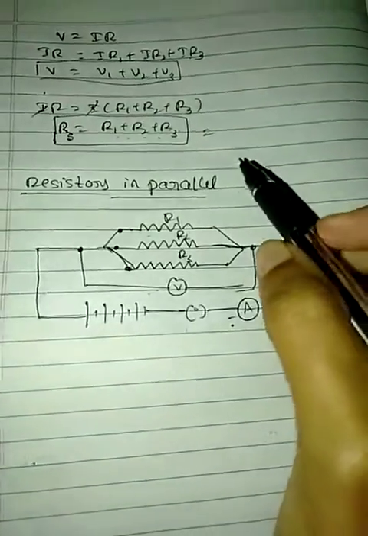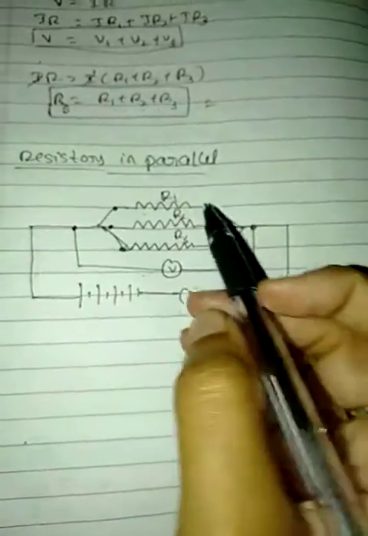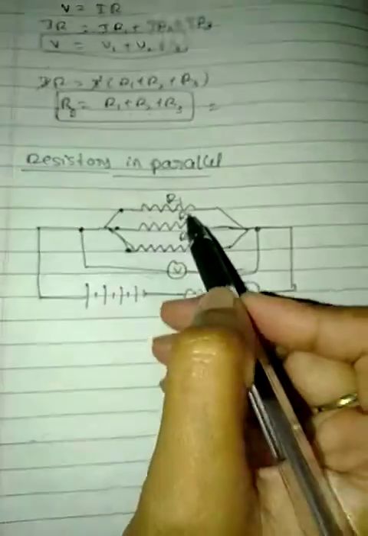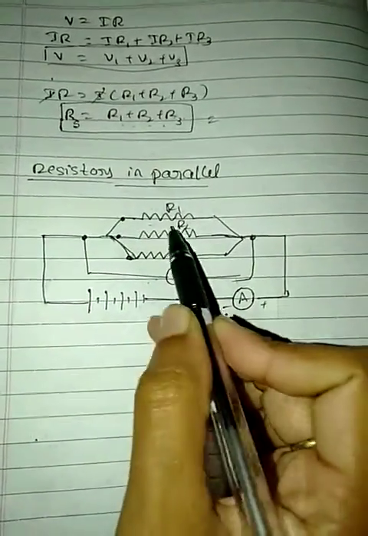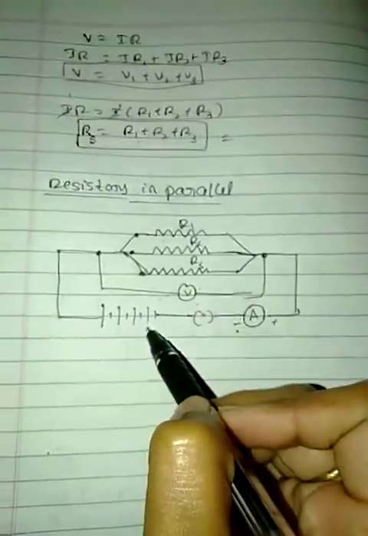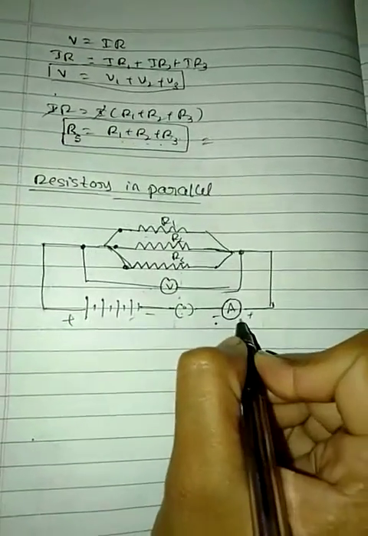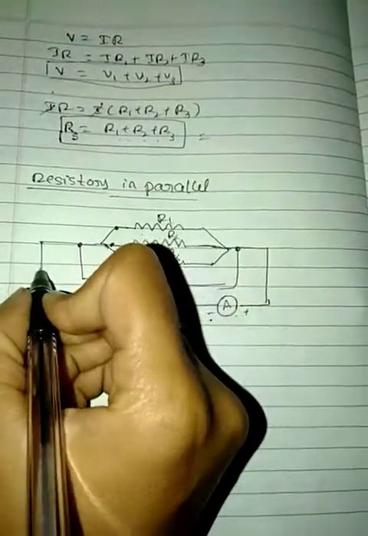Now the resistors are connected in parallel. See this diagram. Here the resistors are connected in parallel to one another, and the voltmeter is connected in parallel to all these resistors, and here a battery is used. This is the plug key, this is the ammeter.